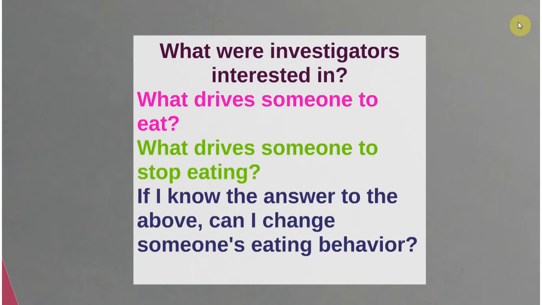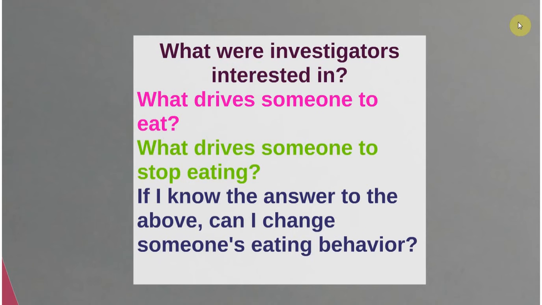And the second is, obviously something stops you from eating too, because otherwise your stomach would burst. So what drives you to stop eating? These were the initial original questions that led investigators to try to understand the drive to eat and the drive to stop eating and eating rates in general.